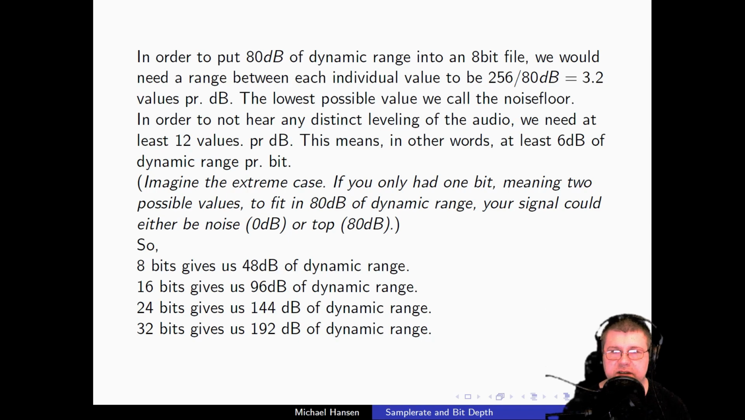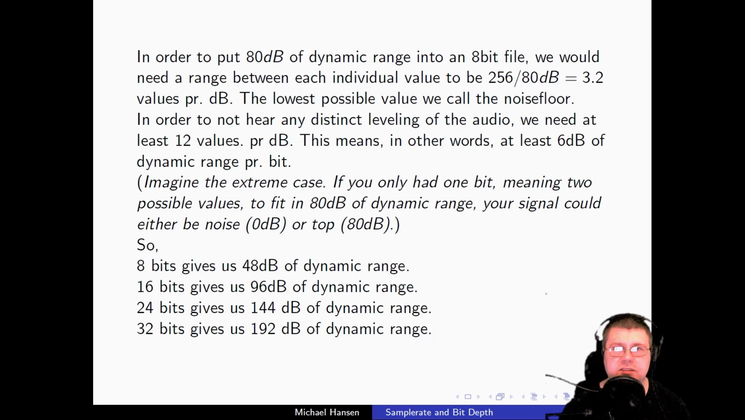Now, the lowest possible value in this system, in this recording, is called the noise floor. In order for us not to hear any distinct leveling of the audio, you can imagine sudden jumps up and down in the loudness, in the audio level, we need at least around 12 values per decibel. Said in another way, we need at least 6 decibels of dynamic range per bit.